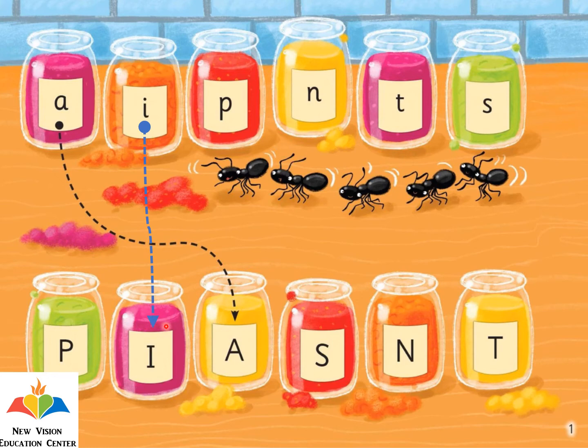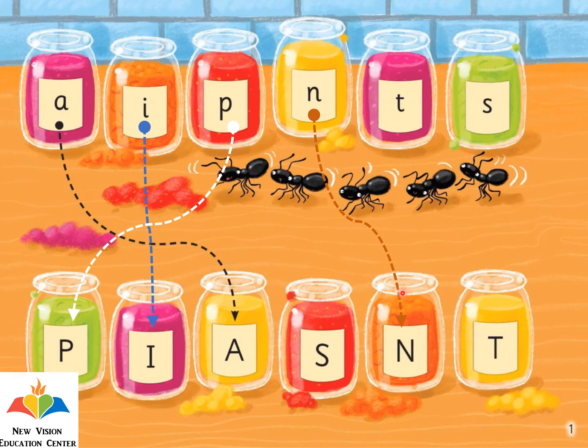Next, we have to match the letter P to the capital letter P. Take your time and find the capital letter P. Here it is. So you can trace the small letter P to the capital letter P. Next, we have the letter N. Now, find the capital letter N. Can you find it? Here it is. Great job. So now we can trace the small letter N to the capital letter N.